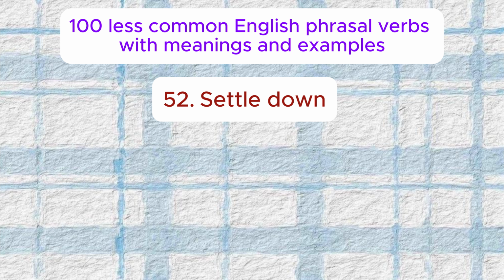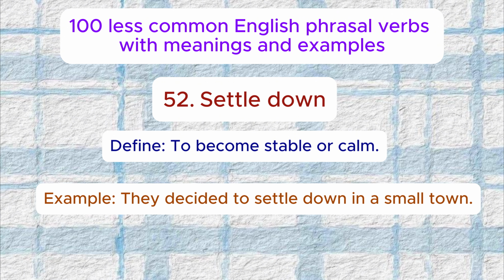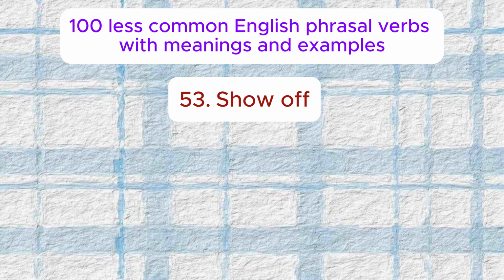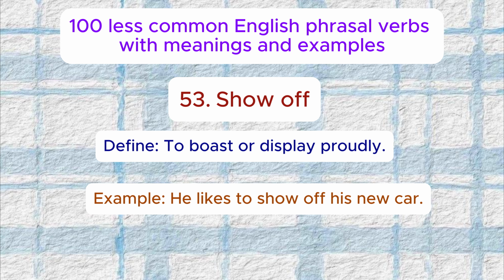52. Settle down. Define, to become stable or calm. Example, they decided to settle down in a small town. 53. Show off. Define, to boast or display proudly. Example, he likes to show off his new car.